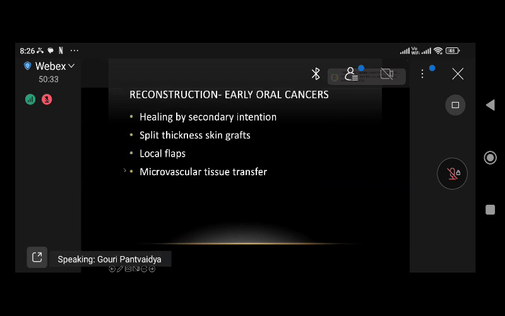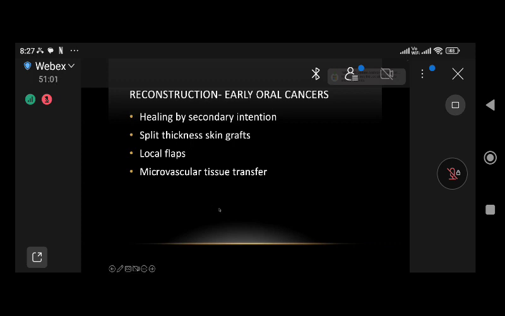Now, coming to the third aspect of early oral cancers, and that's reconstruction. Now, there are many ways that early oral cancers are managed after surgery. One is you let them heal by secondary intention. If it is a very small tumor, you can leave it raw. You can put split thickness skin grafts. You can use local flaps, or even for little bigger tumor defects, especially if you're doing things like a marginal mandibulectomy, you require microvascular tissue transfer.